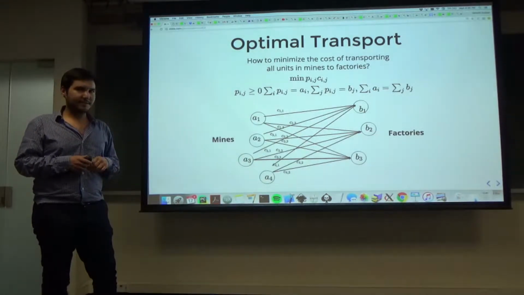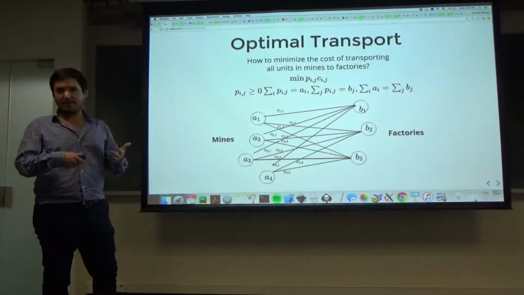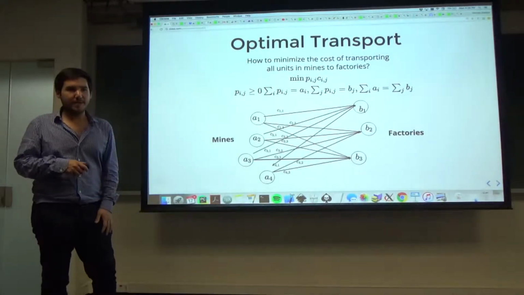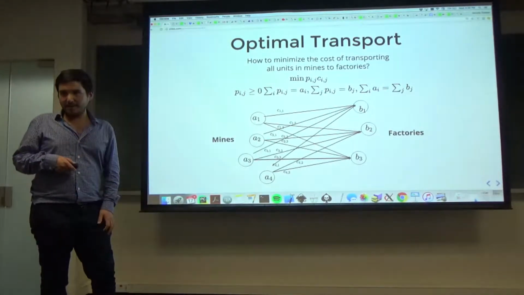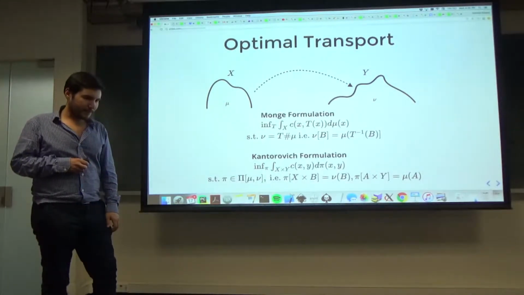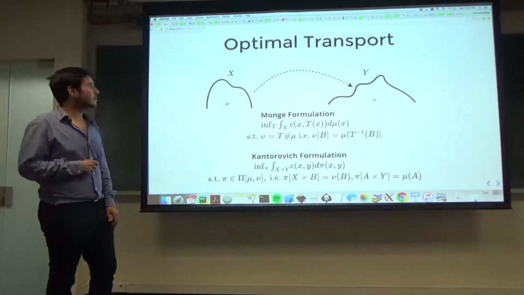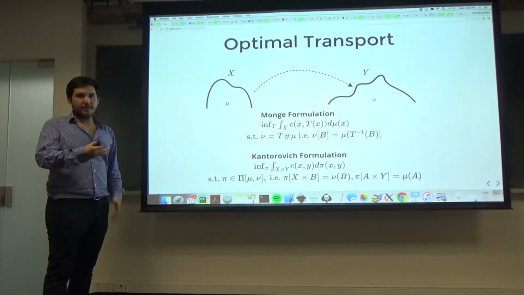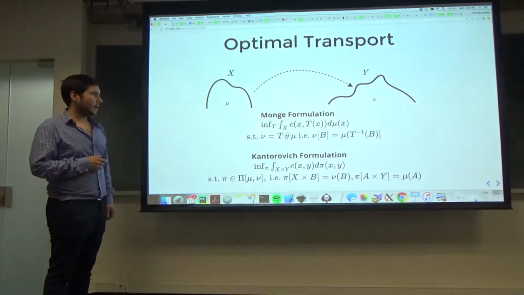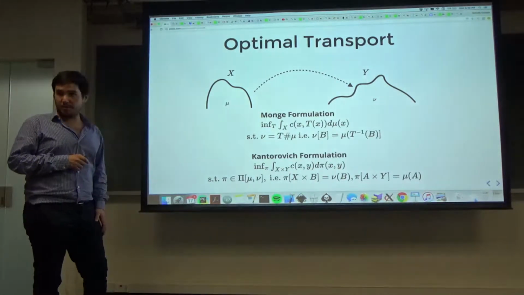This is the way people first introduced the optimal transportation problem, but of course mathematicians, for different reasons, wanted to go into a more abstract setup, and then you end up with a more solid foundation of what the problem means and how you're going to address it. There are two standard formulations of this problem. One of them is the Monge formulation and the other is the Kantorovich formulation.